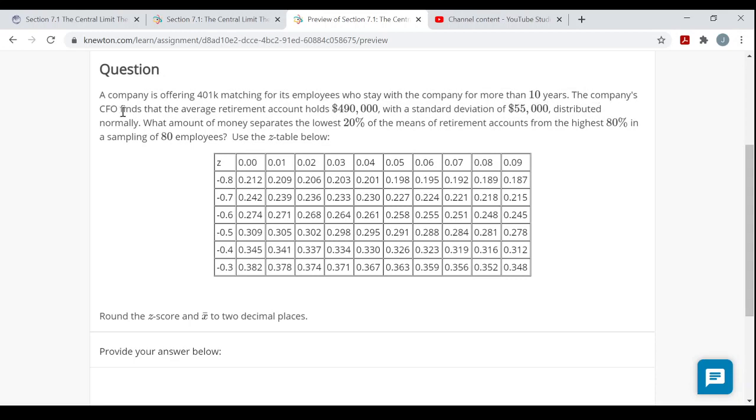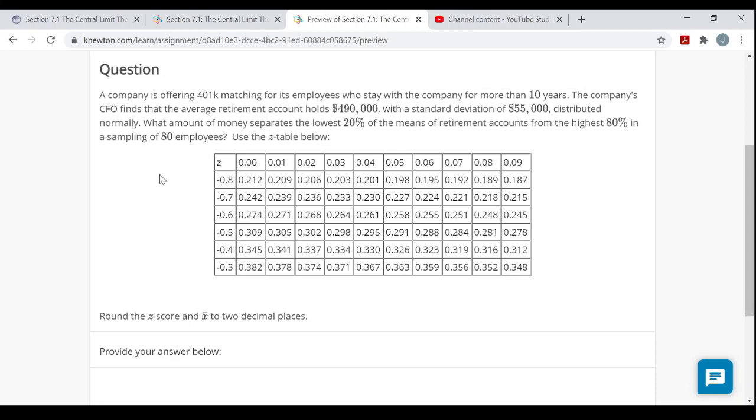The company's CFO finds that the average retirement account holds $490,000, with a standard deviation of $55,000. So this is for the individual employees at the company who have been there more than 10 years. Their retirement account amounts have a mean of $490,000 and a standard deviation of $55,000, distributed normally. What amount of money separates the lowest 20% of the means of retirement accounts from the highest 80% in a sampling of 80 employees?